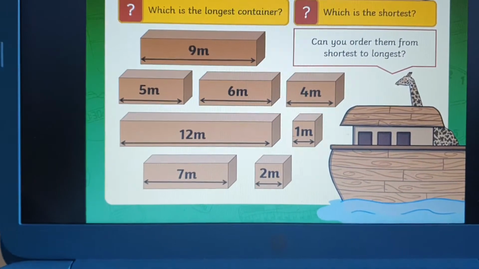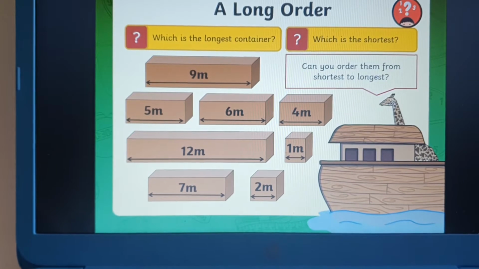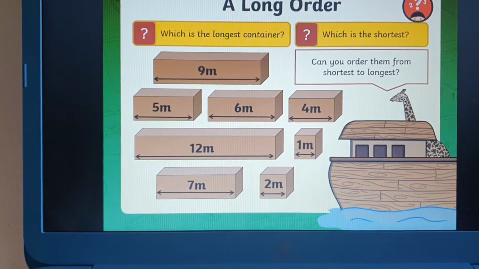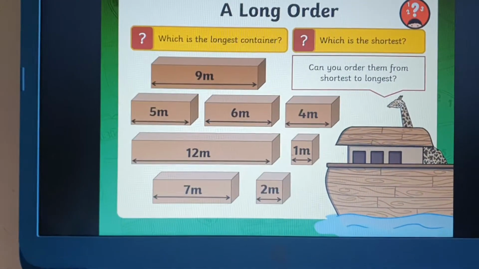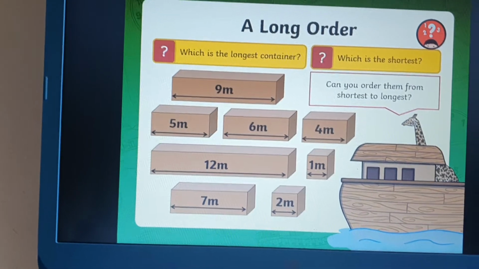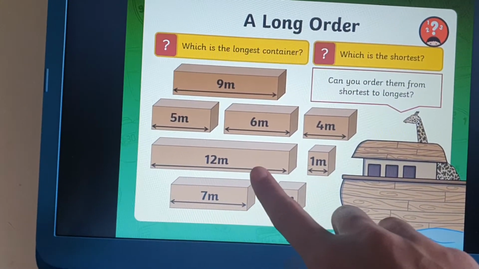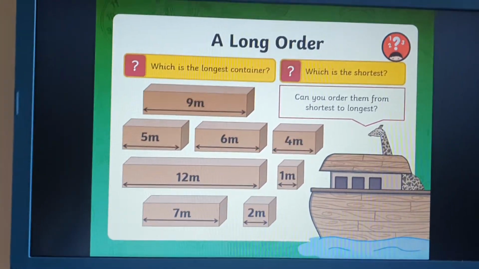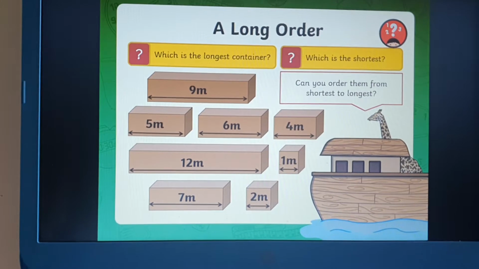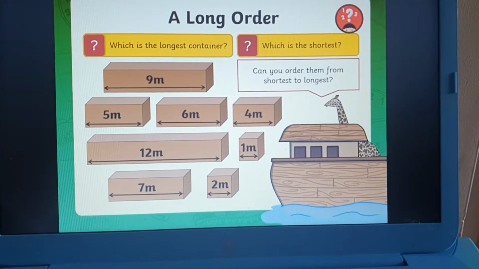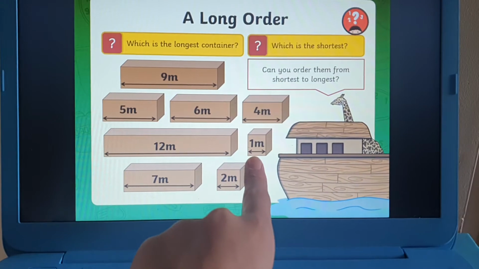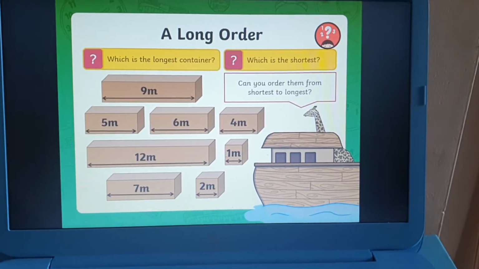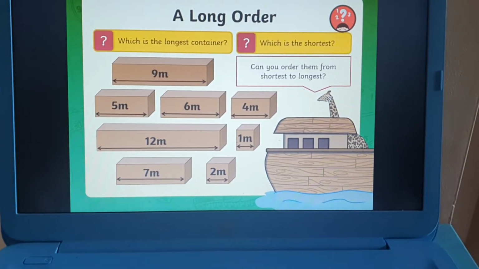Well done. So this question here is asking you to order them from the shortest to the longest. So we've said that 1 metre, this one here, is the shortest, and 12 metres, this one here, is the longest. So I want you to have a go starting at 1 metre to write those boxes in order from the shortest to the longest. Have a go, pause your video, write it down, and then I'll go through the answers with you.